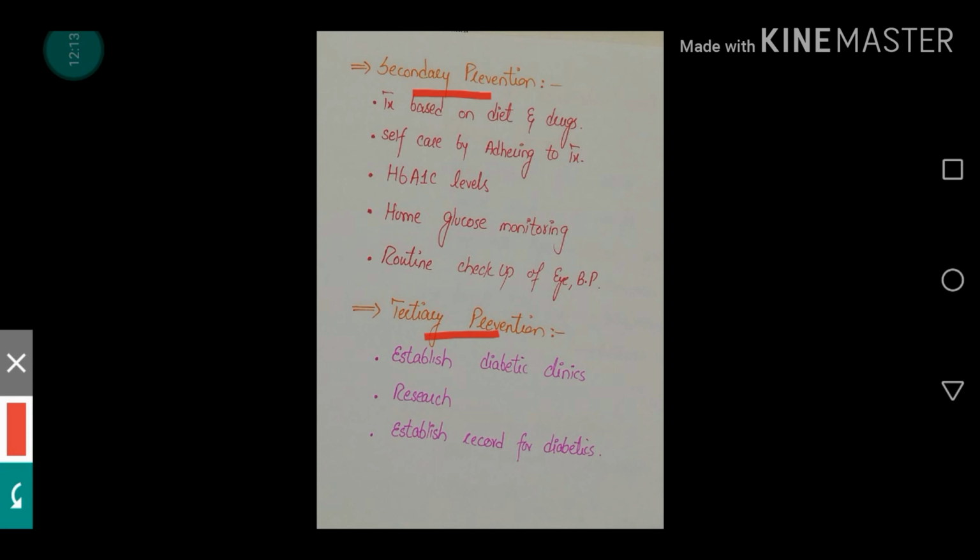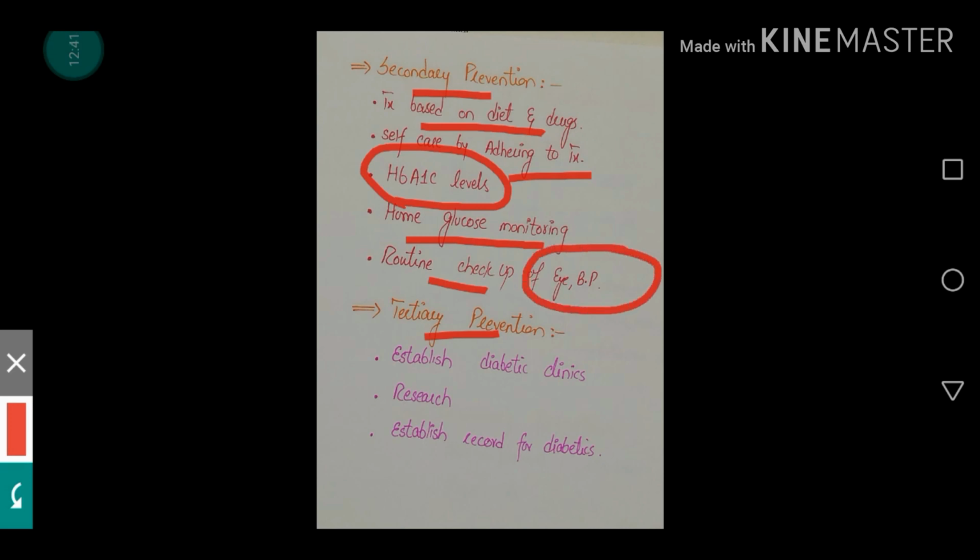First of all, secondary prevention. The treatment should be based on the diet and drugs. Self-care should be advised by adhering to the medicine. HbA1c levels should be done on regular basis to assess the damage that is going on in the body. Home glucose monitoring should be advised, and routine checkup and follow-up of the patient should also be advised, and also the eye, blood pressure and kidney checkup should also be advised. Tertiary prevention includes establishment of diabetic clinics, data collection in terms of research so that more preventive strategies can be made, and establishing record for the diabetics.